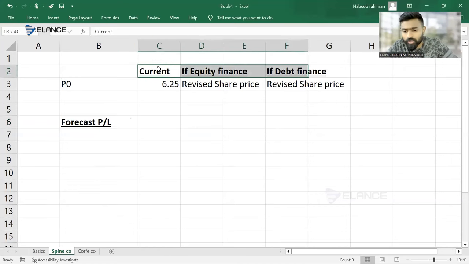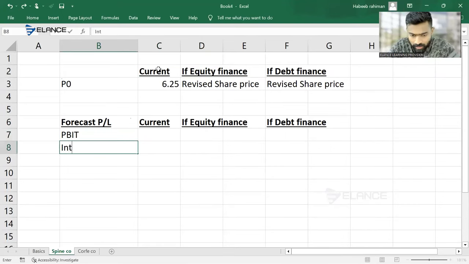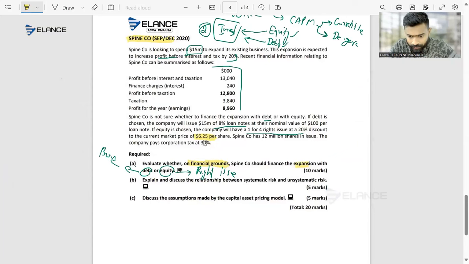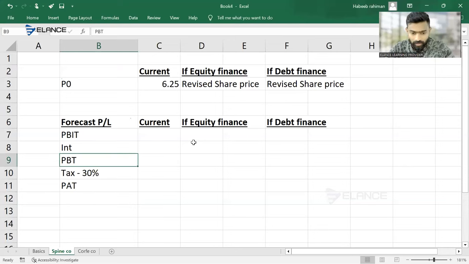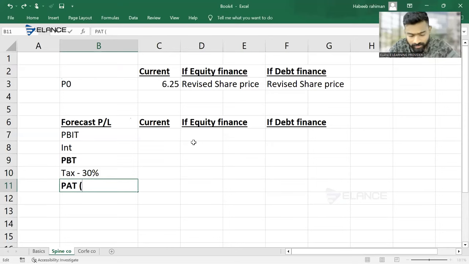The forecast will be based on the current P&L. We need to fill the current P&L first. PBIT, interest, PBT, tax at the rate of, what was the tax rate? Tax is 30%. Then we'll get profit after tax. So PBT, PAT. PAT is nothing but the earnings, if there are no preference shares.